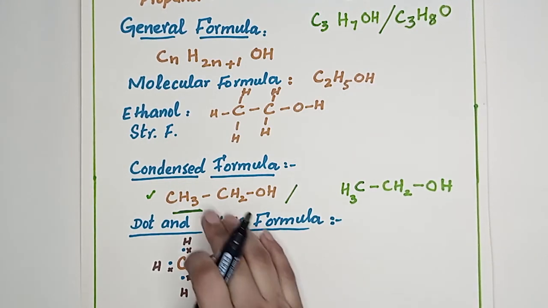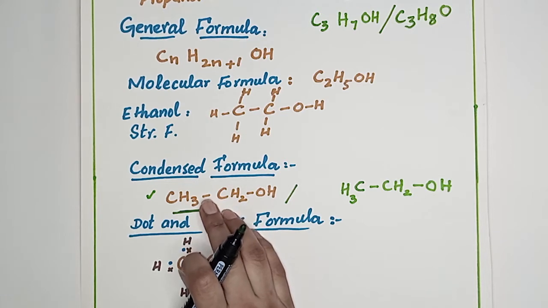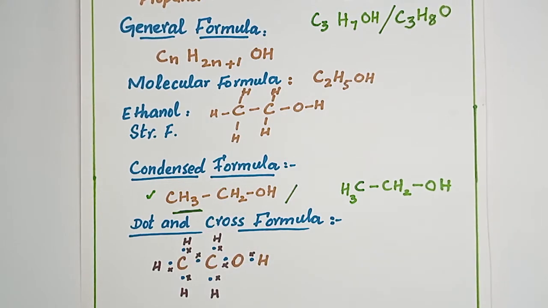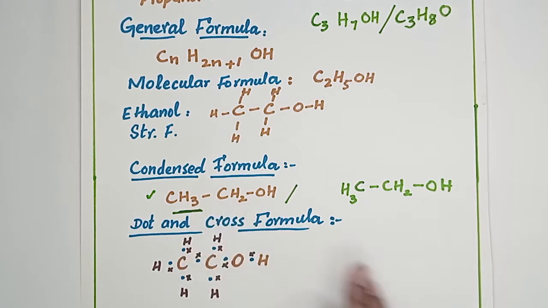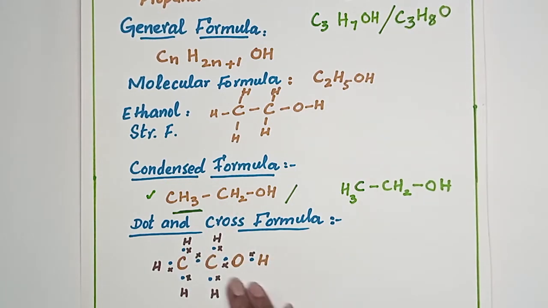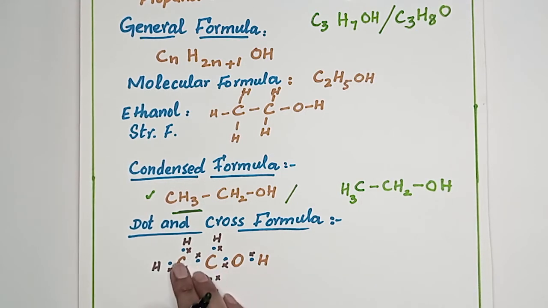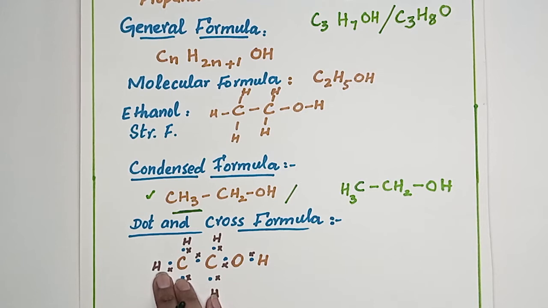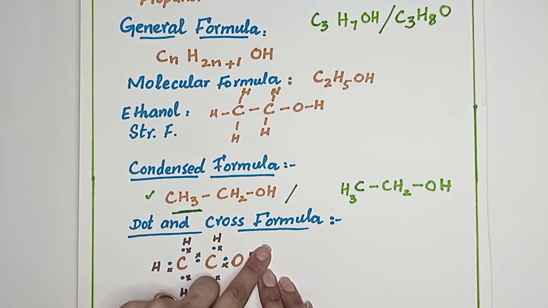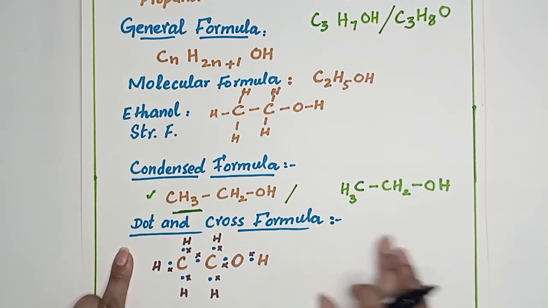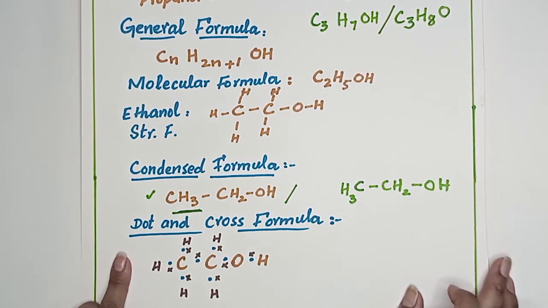How many electrons will we write in a single bond? Yes, we will write 2 electrons. One from carbon, another from hydrogen or oxygen. One is from carbon, the other from carbon. For the respective bond with the hydrogen, if the bond is with hydrogen, then we will use the electron of hydrogen. So this is the way through which we will write the dot and cross formula of alcohols.